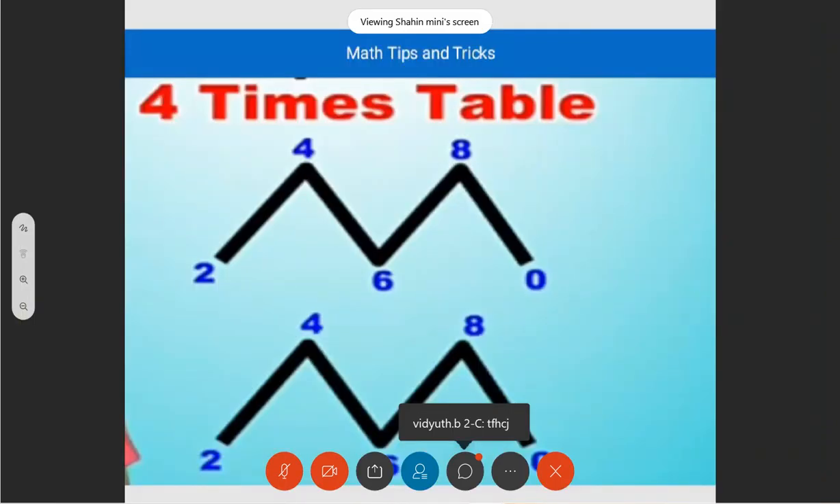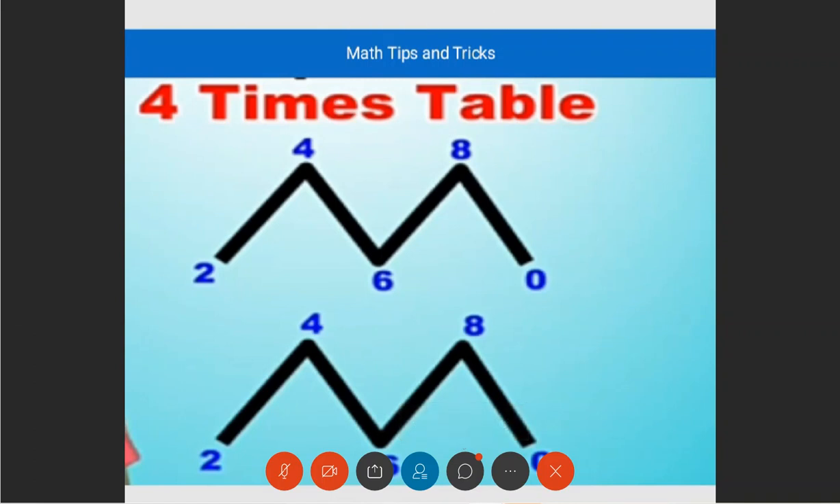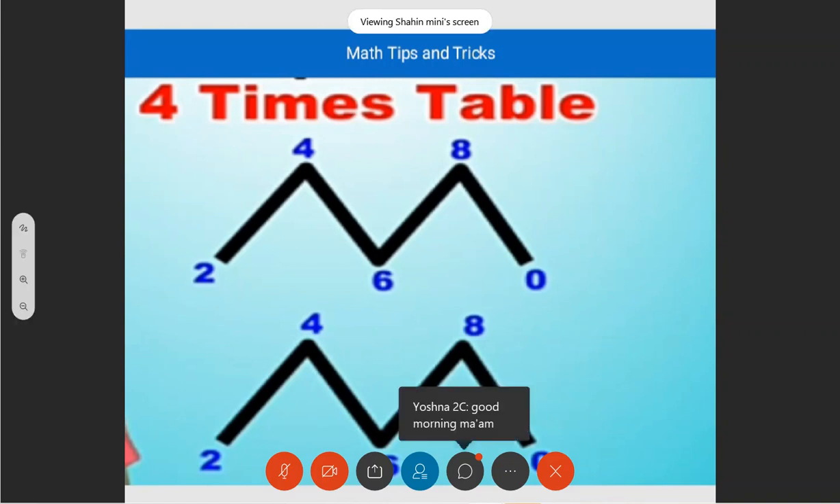We are going to start our session with some tips and tricks. Yes, this is about the 4 table. Already you have done the 2 and 3 tables and I hope you have practiced over the weekend. Now this is about the 4 table. Let's see a simple method to learn the 4 table. Join with me.